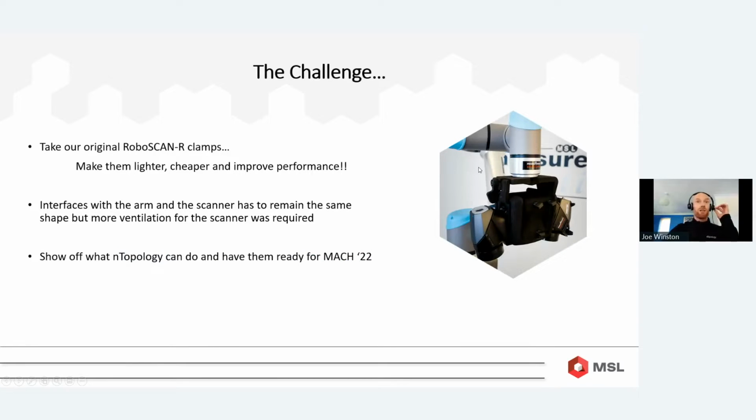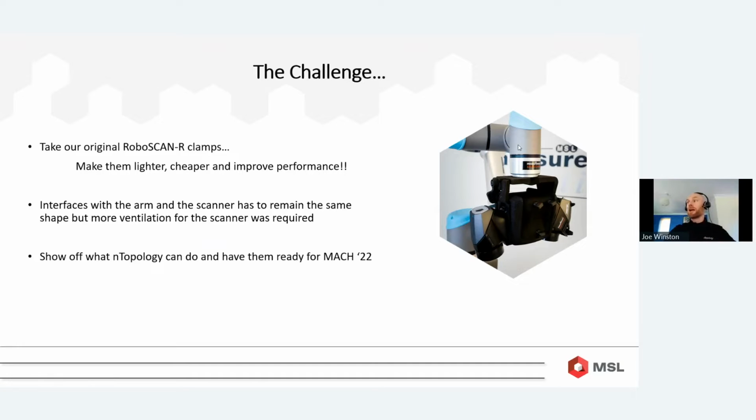So the challenge for today's webinar, we had to take our original RoboSCAN-R clamps, which we can see here. These are the clamps, this is the scanner, and this is where it's attached to the robotic arm. So to take these clamps and make them lighter, cheaper, and improve the performance. And that's potentially quite a paradoxical challenge within engineering.